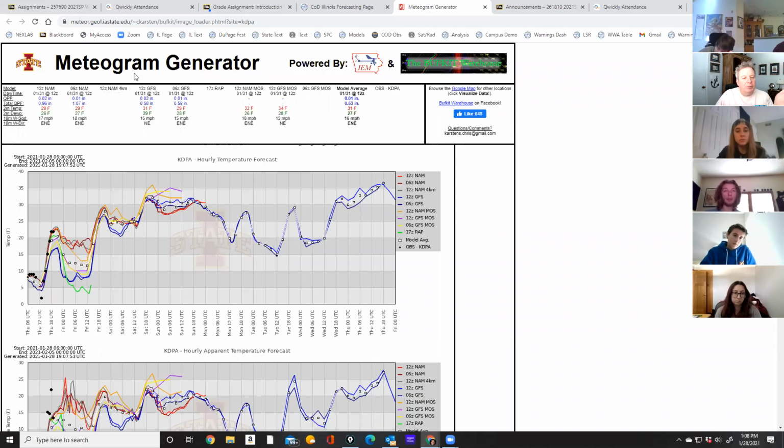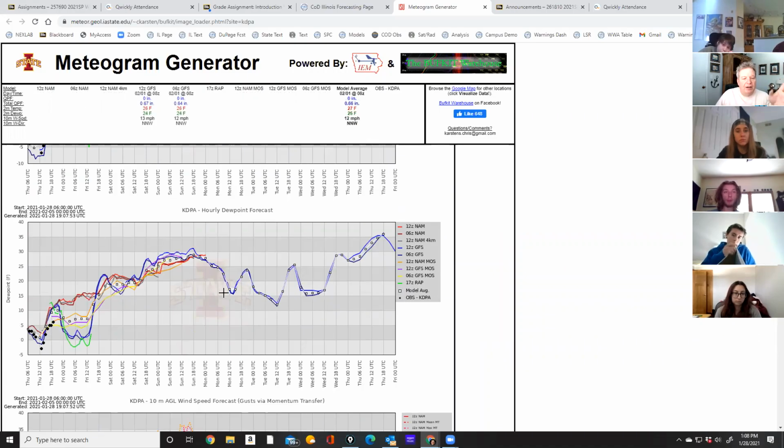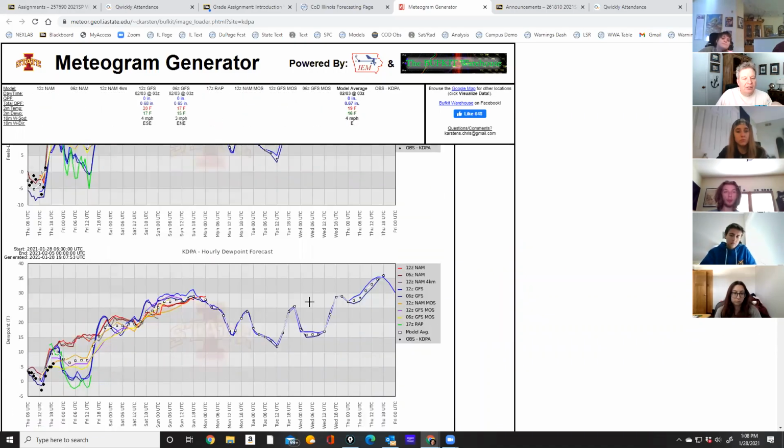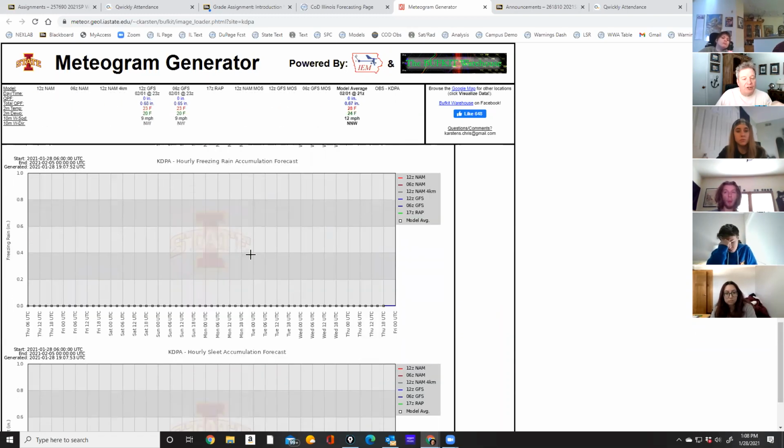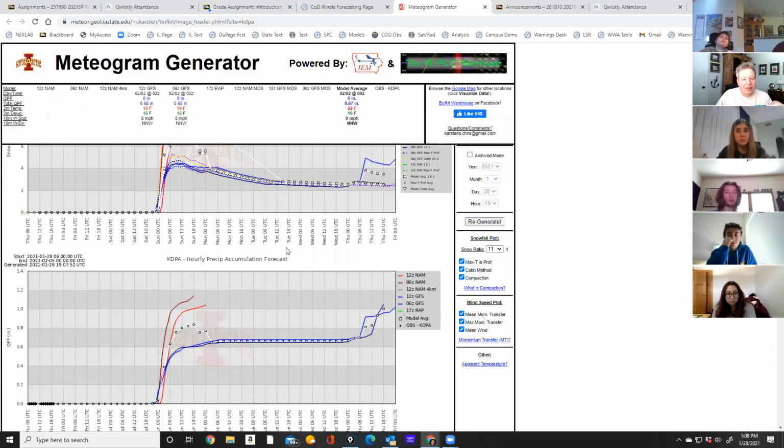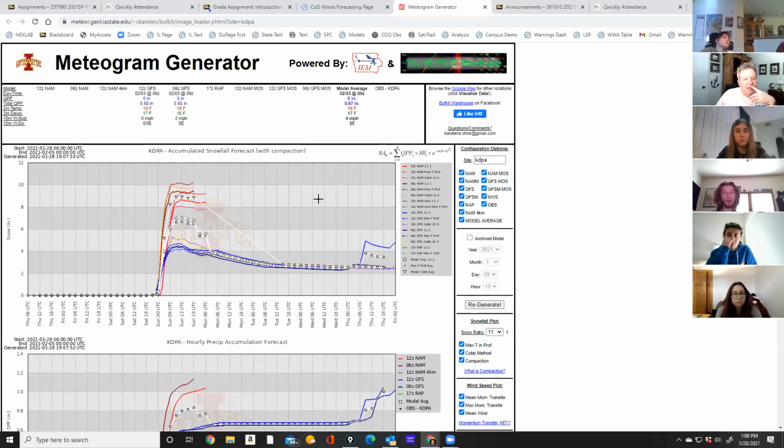In this case, it's called a meteogram because you can look at apparent temperature, which is like wind chill. Look at the dew point forecast, wind speed, wind direction. And then this one, which is a snowfall total. In case you haven't noticed, the latest models are bringing in 8, 10, maybe 12 inches of snow this weekend. So we're going to have to see how that turns out. So this is a time series that some of you may like.